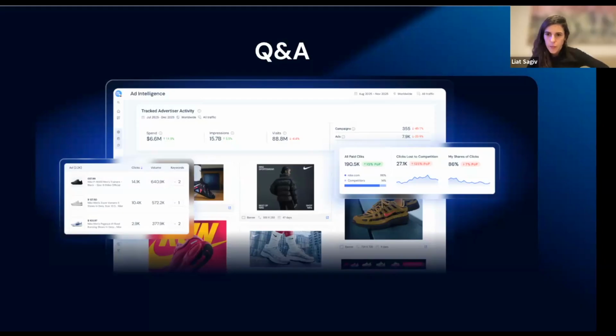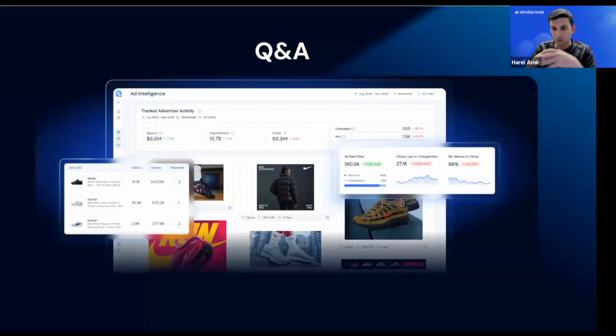There's a great one here. Is it possible to see how much a competitor has paid per campaign instead of only seeing total ad spend? Harel, do you want to take this one? For a specific campaign, we don't yet have the exact breakdown. This is on our roadmap for the year to actually break down the ad spend to a campaign level. So that's going to happen. And how much a competitor paid, we don't have the number again for the specific campaign. But this is coming.